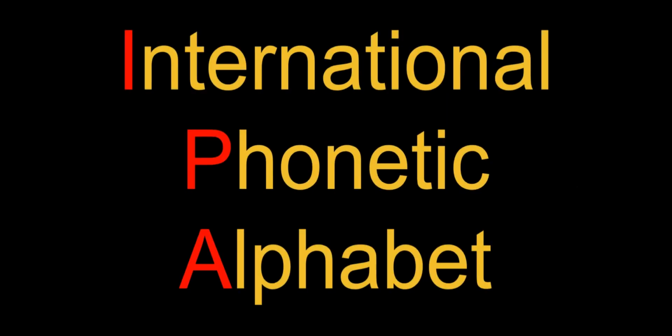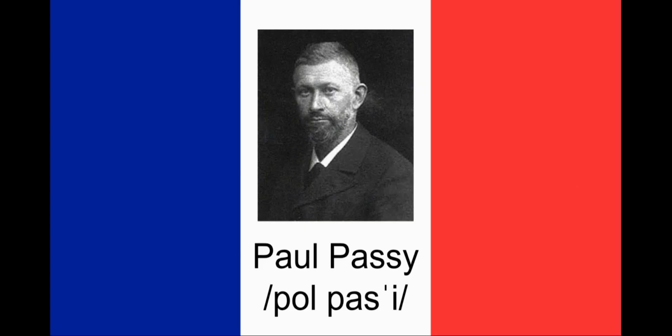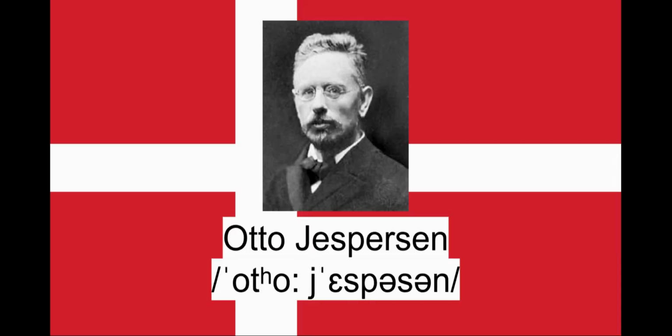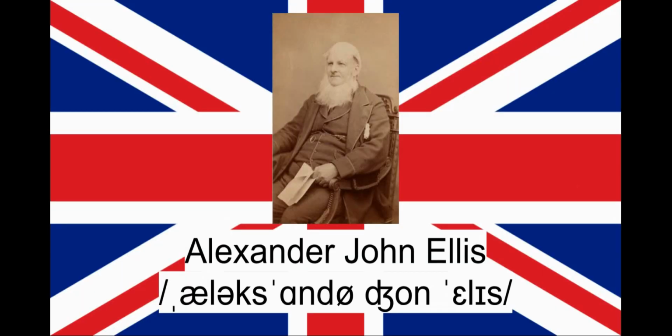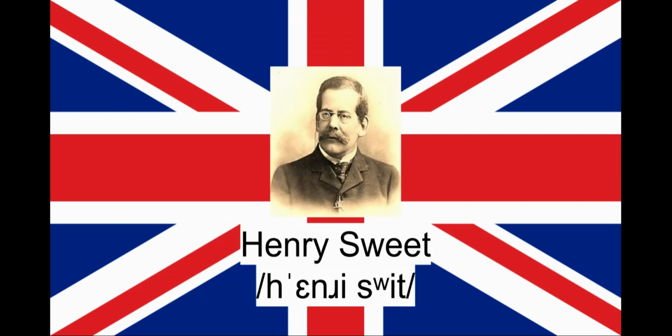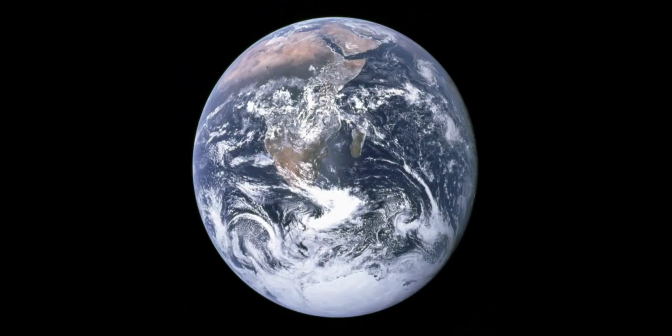IPA, or the International Phonetic Alphabet, was created originally in 1888 by French linguist Paul Passy, with idea contributions from Danish linguist Otto Jespersen and with collaboration from English phoneticians Alexander John Ellis and Henry Sweet. The alphabet was originally serviceable only in English and French, but has since expanded to include every language that we know of. So what's it like?